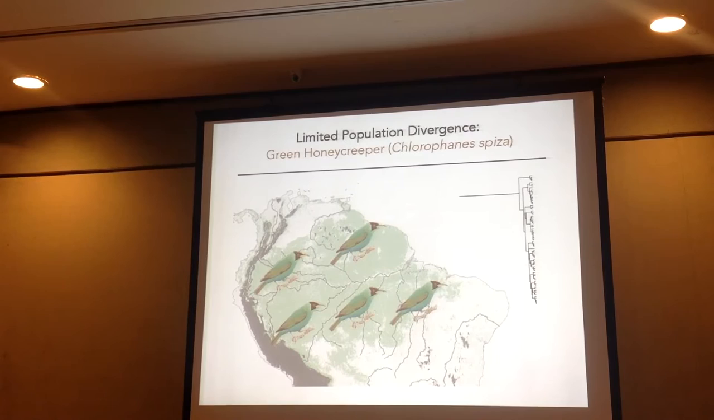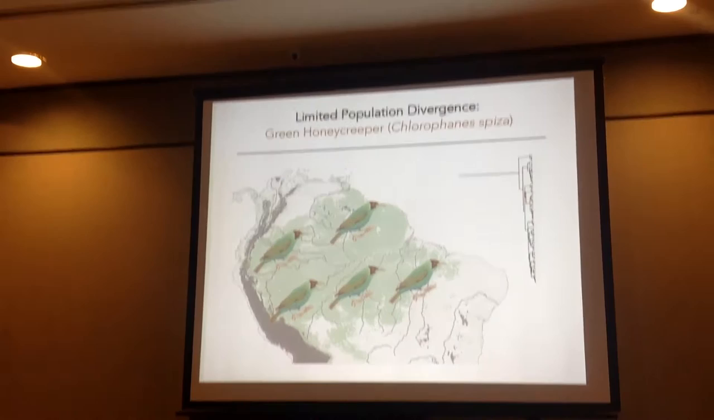Conversely, the green honeycreeper looks about the same wherever you go across the Amazon, and has a relatively shallow mitochondrial gene tree, as you can see on the right there.